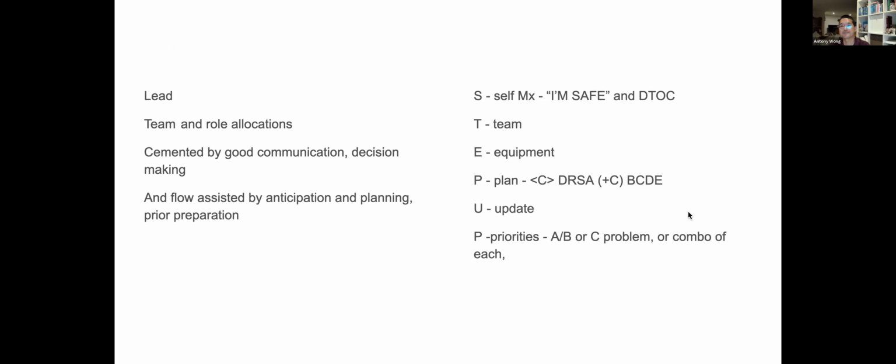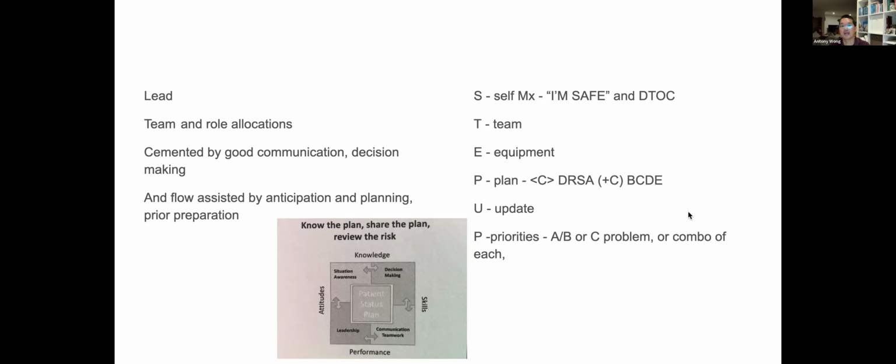So step up. And also, this is a nice pictorial representation of knowing the plan, sharing the plan, and reviewing the risks. So in other words, having a shared mental model. Everyone has a good baseline knowledge.